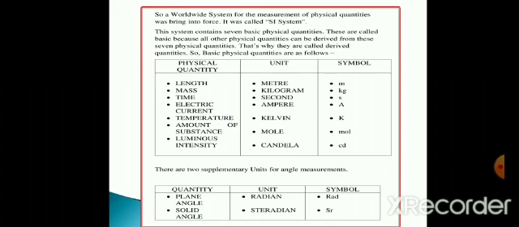The supplementary units in SI system are radian and steradian for the quantities plane angle and solid angle respectively. The symbol for radian and steradian is also given in the third column.